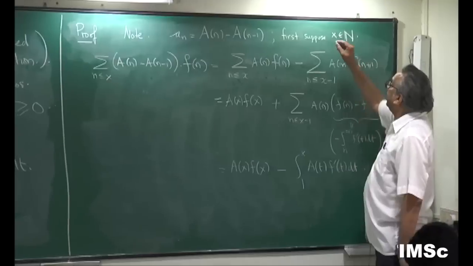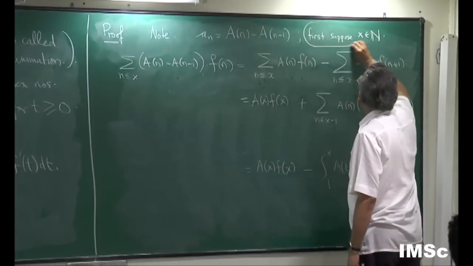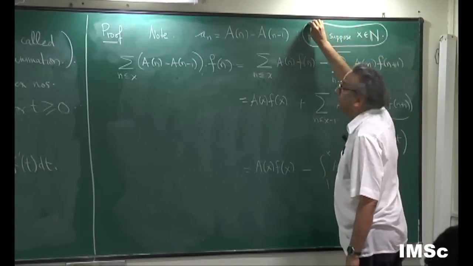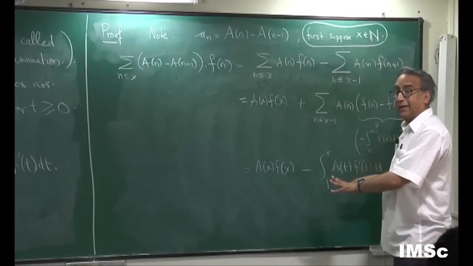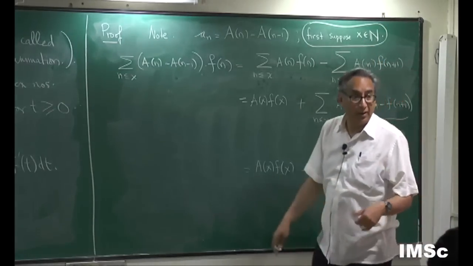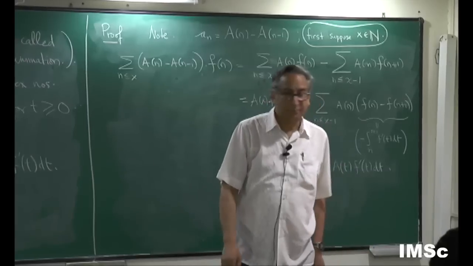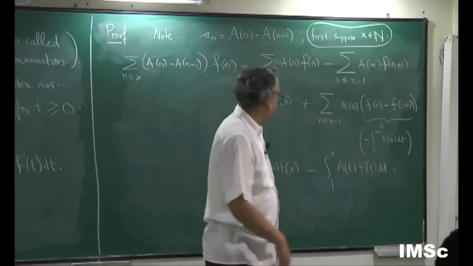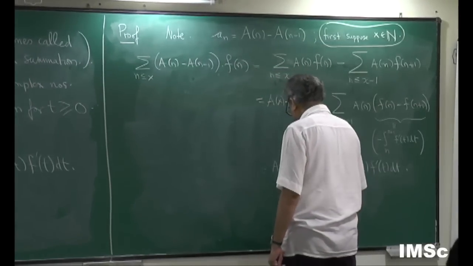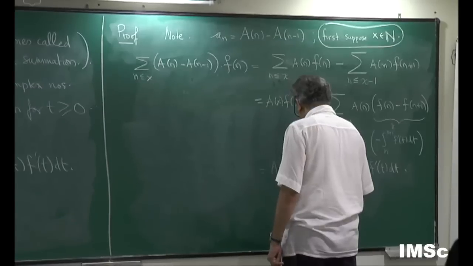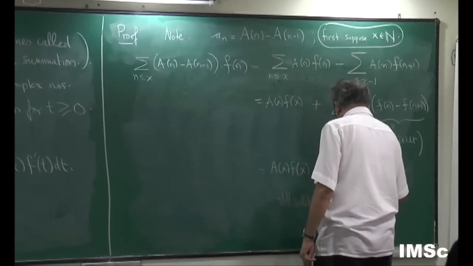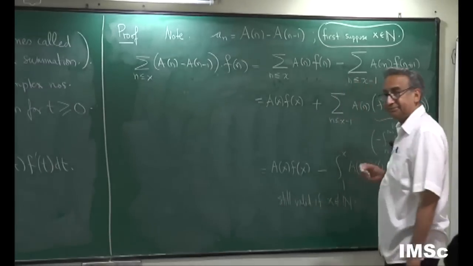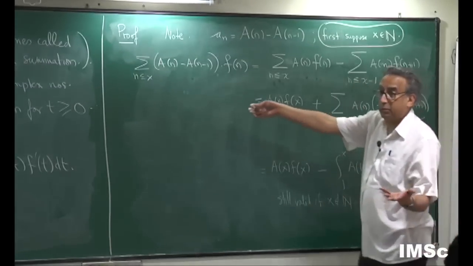And now I leave it as a small exercise for you to figure out that when x is not a natural number, this is still valid. You just have to do one more line of calculation. Okay? So this is still valid if x is not a natural number. So this is the proof.